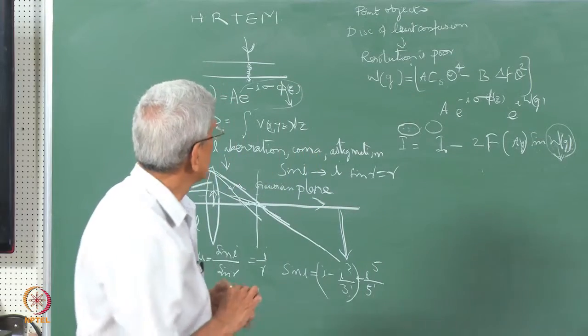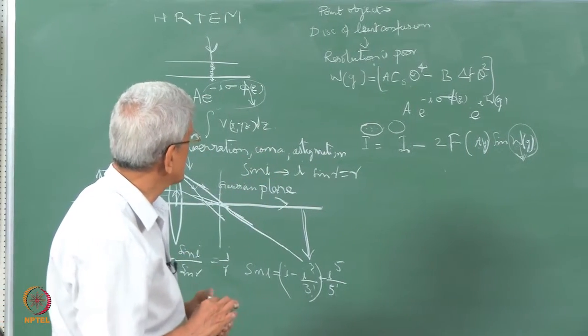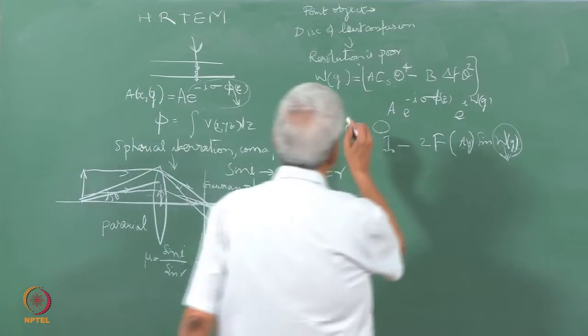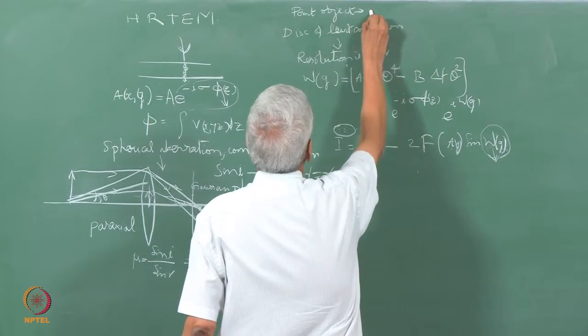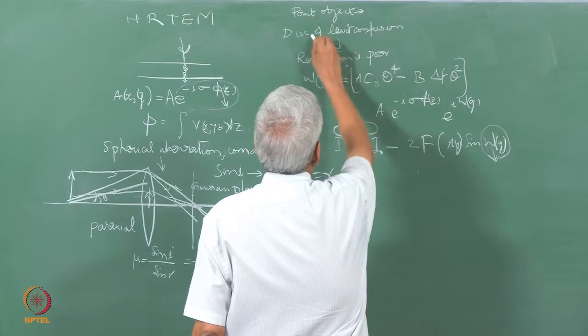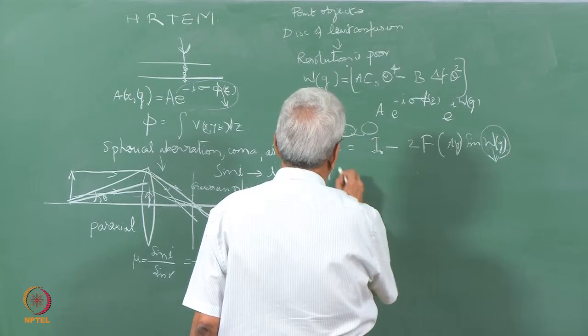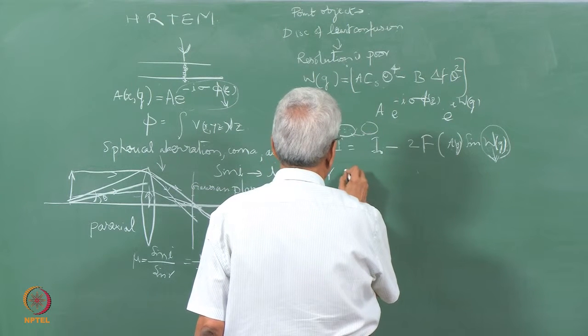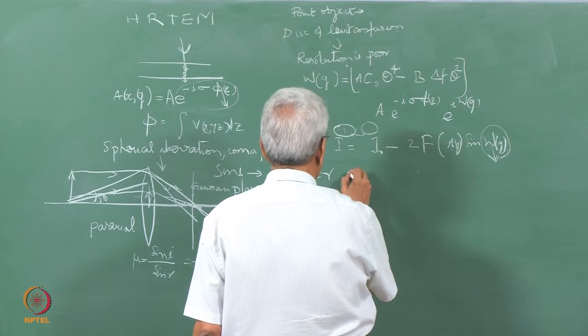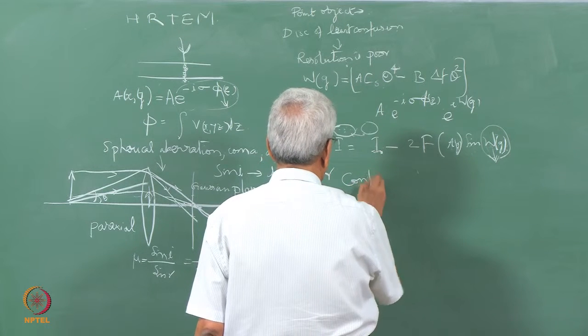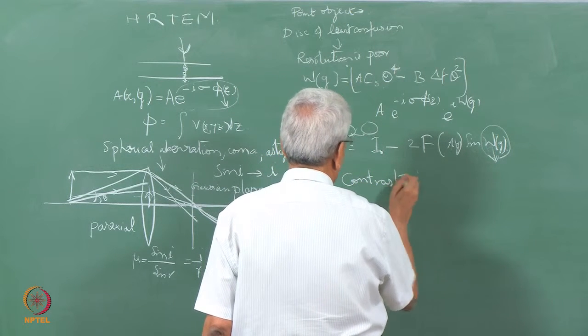So, essentially, this spherical aberration, for a point object, gives you a disk of least confusion, and that brings about the limit on resolution. The other effect of it is that it decides what is going to be the contrast which we get.